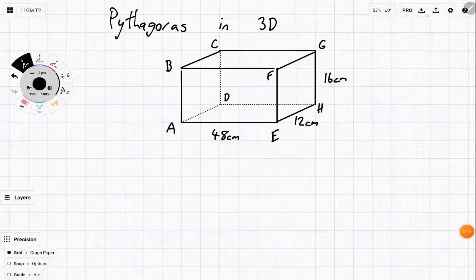Alrighty, today we're going to be having a look at Pythagoras in 3 dimensions. You can see I've got this box here, 48 centimeters across, 12 centimeters deep, and 16 centimeters high. The question that we want to answer is, what's the biggest straight long pole that we could fit between A and G? So we're interested in the largest thing that we can fit.